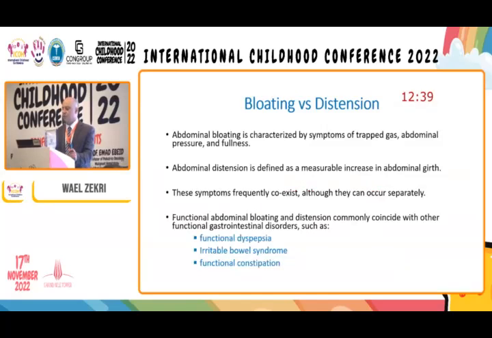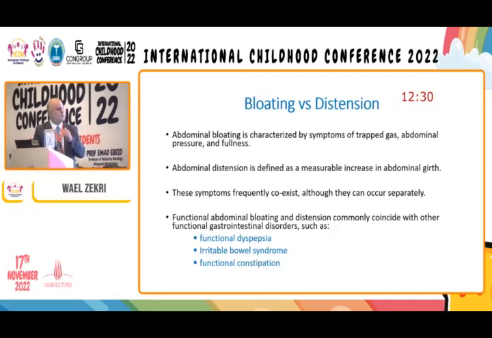By definition, abdominal bloating is characterized by symptoms of trapped gas, abdominal pressure or fullness, and abdominal distension is defined as a measurable increase in the abdominal girth. These symptoms might coexist, and sometimes functional abdominal bloating and distension commonly coincide with functional dyspepsia, irritable bowel syndrome, and functional constipation.